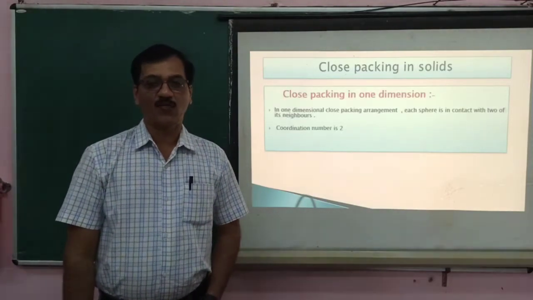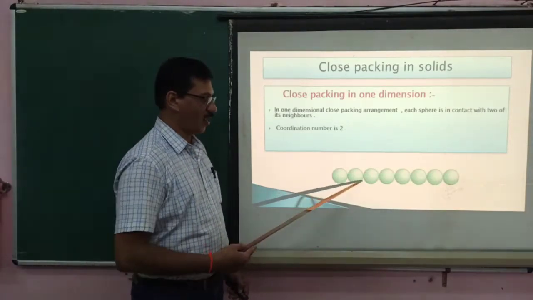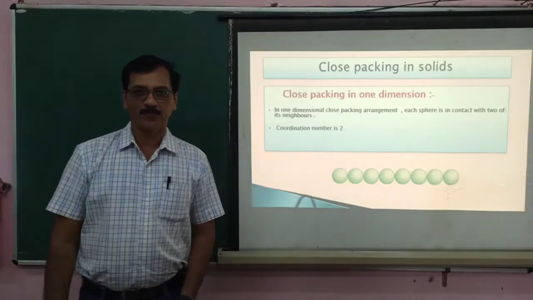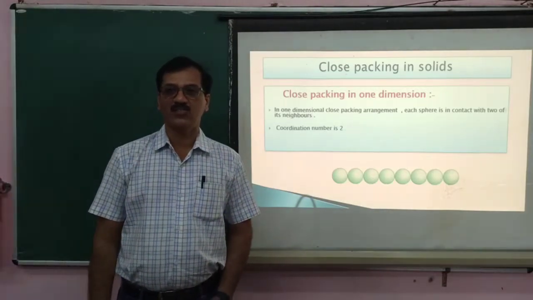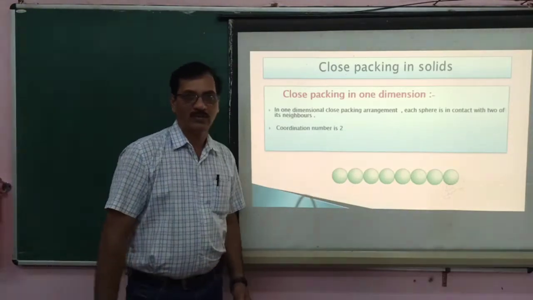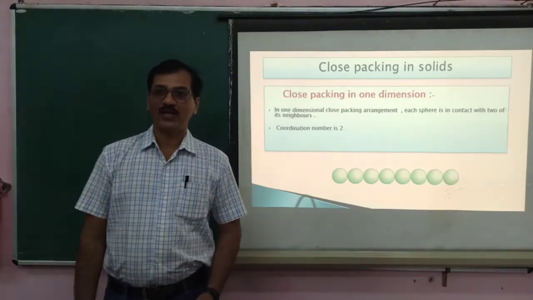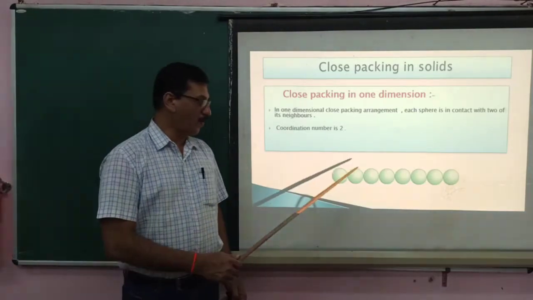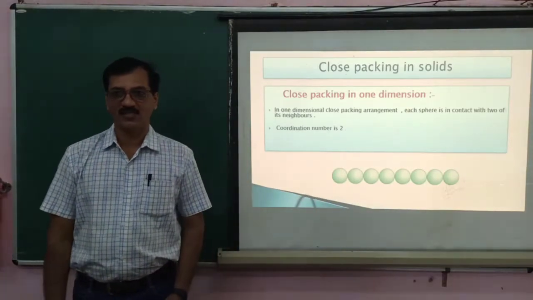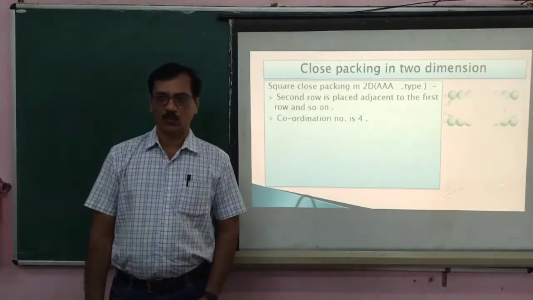Okay, close packing in one dimension, so it looks like this. The atoms are arranged in this way so that they touch each other. This is the only one possible way when we arrange the particles in a row. Since each particle is in touch with two, it is said to have coordination number 2. So coordination number is the number of particles that are in touch with the given particle. So in one dimension, the coordination number is 2.